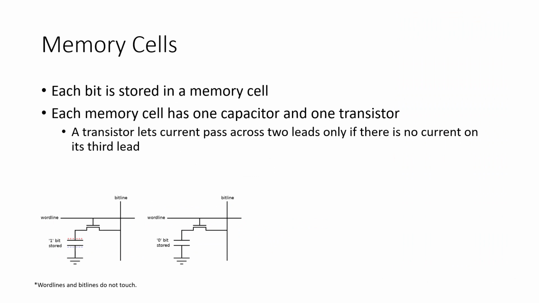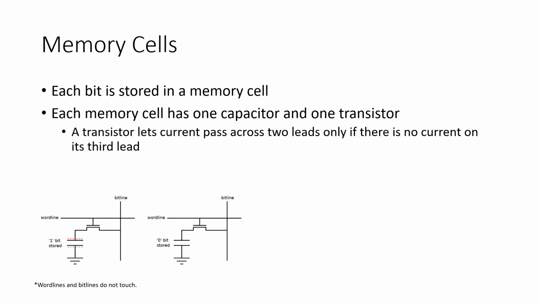I'm going to give a closer look at what a memory cell looks like individually here. You can see the circuit diagram below for a charged and uncharged capacitor representing either a 1 or 0 bit. Each cell has one capacitor and one transistor, and when the word line has current flowing through it, the transistor is open, which allows current to flow across it.